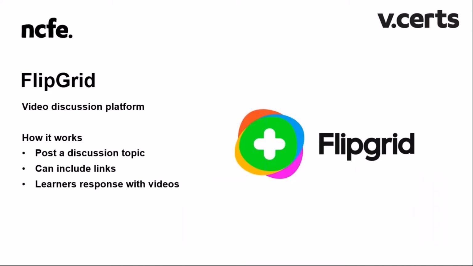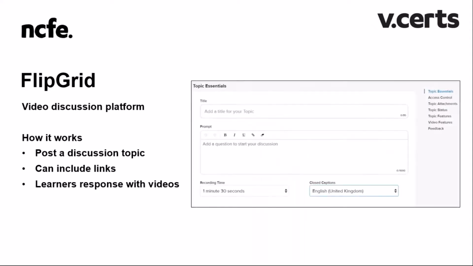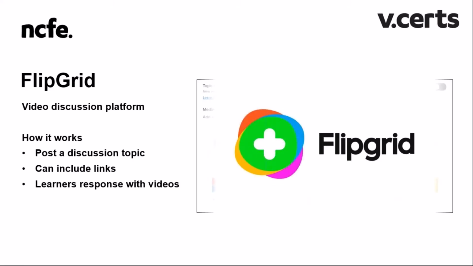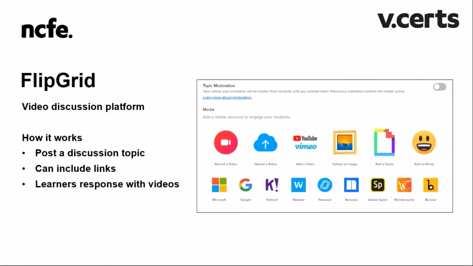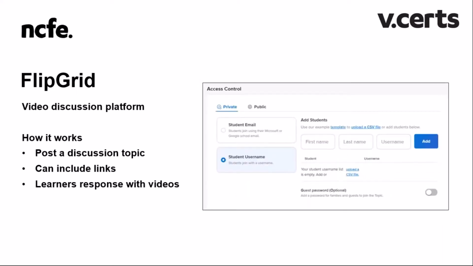Flipgrid is best described as a social video discussion platform. And on this website is where you would actually post a discussion topic, and you can write in specific details. You can just put a title and add in more specific details to get learners thinking. And you can add links to other websites or include videos, or if you did Google or Microsoft Forms, you can include links to that as well. And you can then share this with your learners.